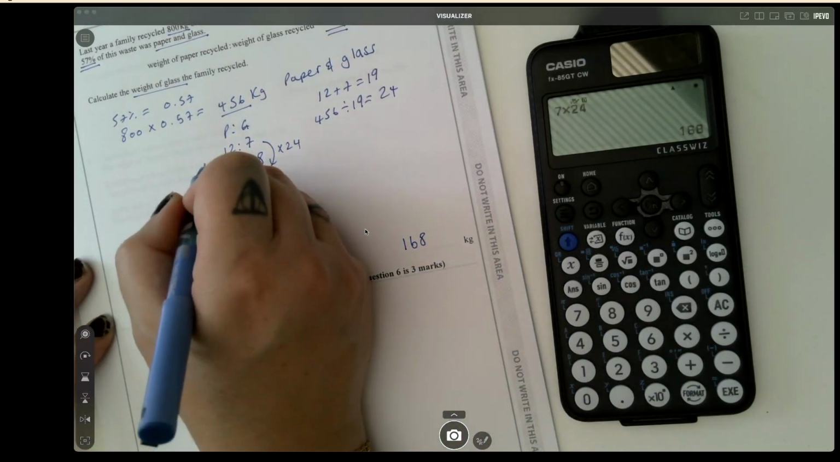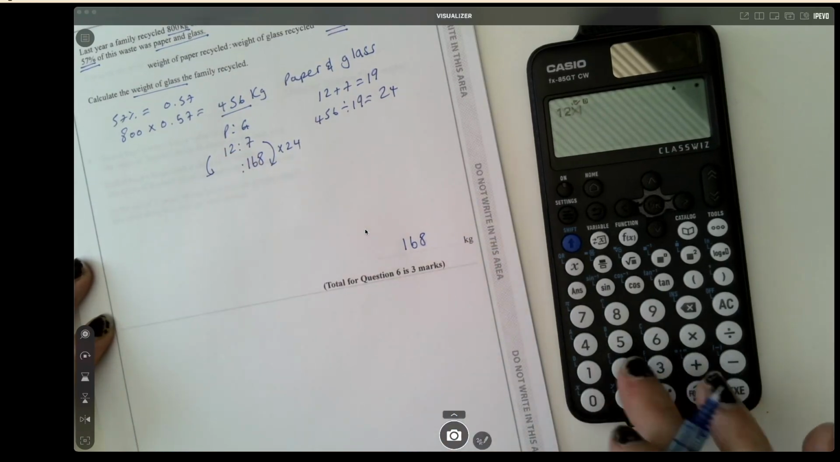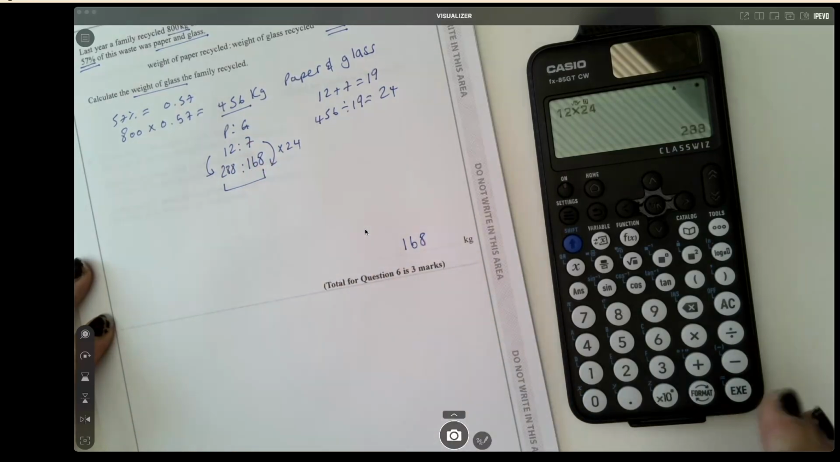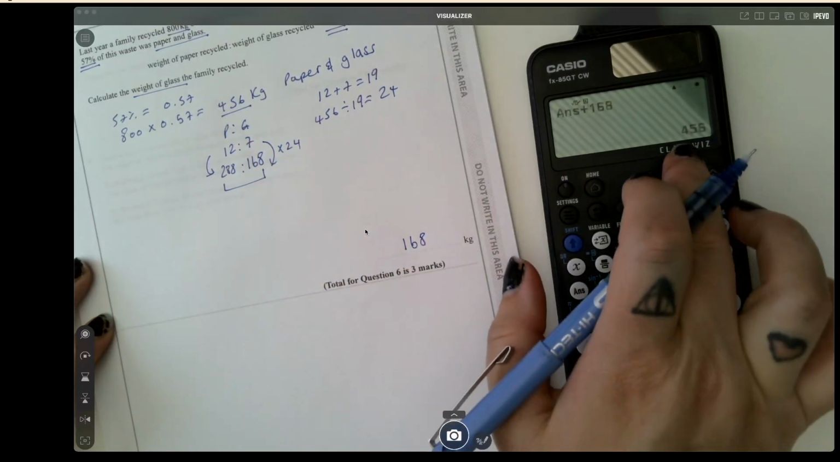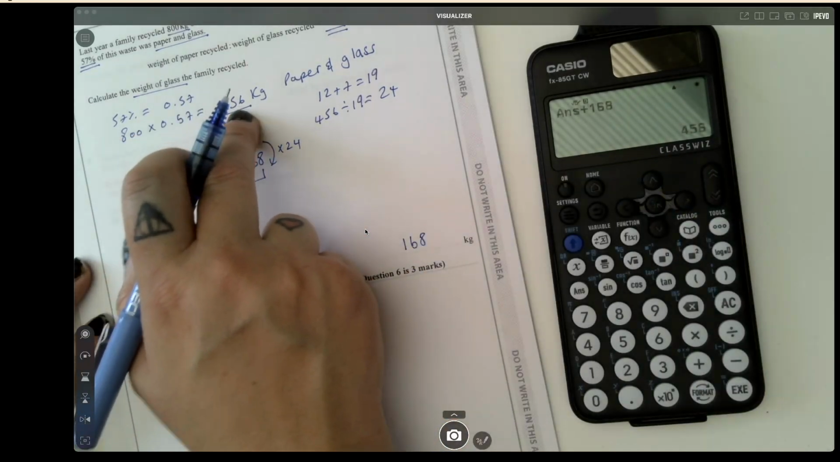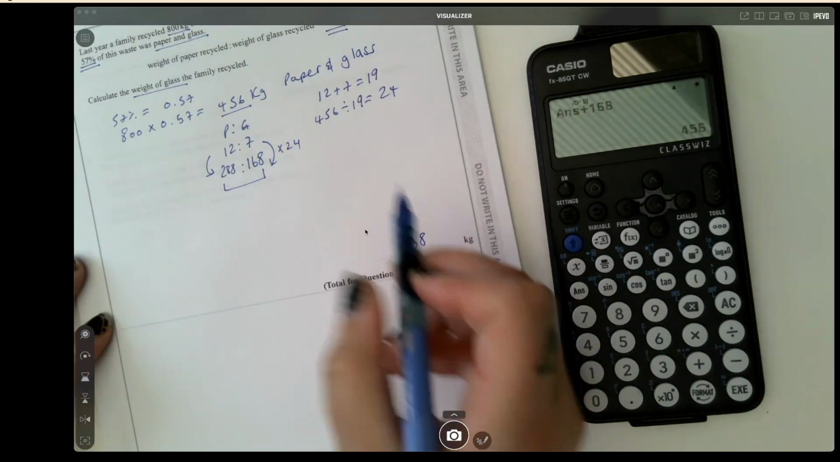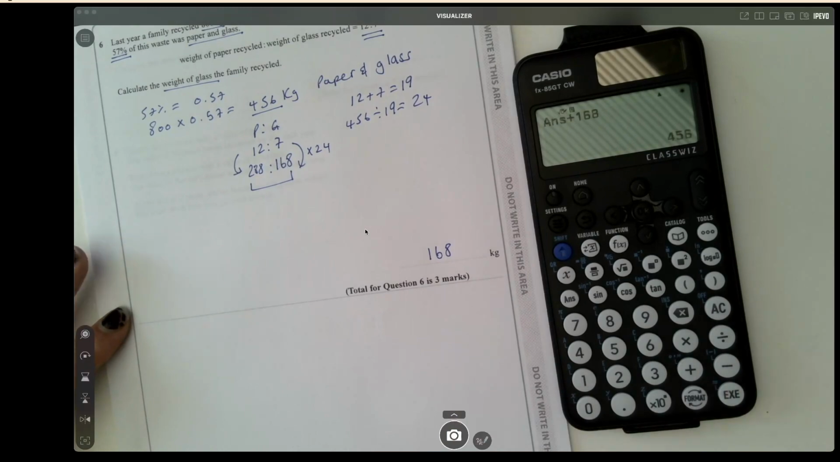You could double check, because if you do 12 times 24, which is 288, when we add these together, we should get 456, which is what we were sharing. But the actual answer for the answer line is simply the part for glass, which is 168 kilograms.